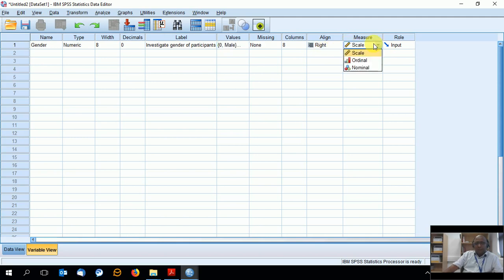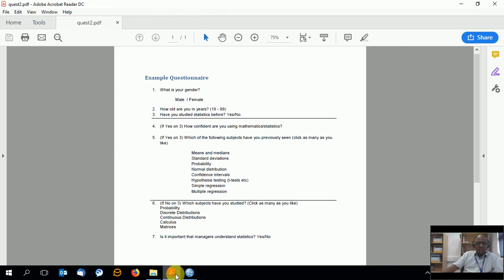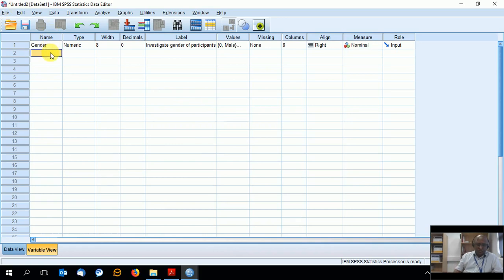For Measure, it's qualitative data, so I will choose ordinal. Sorry, I would choose nominal, because there's no such thing as order in male and female. There you go, so that's done. And the second question is, how old are you in years? So age, and numeric, by default age is numerical, quantitative data, so just age of participants.